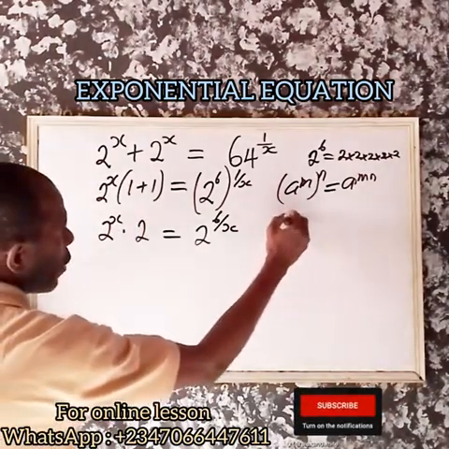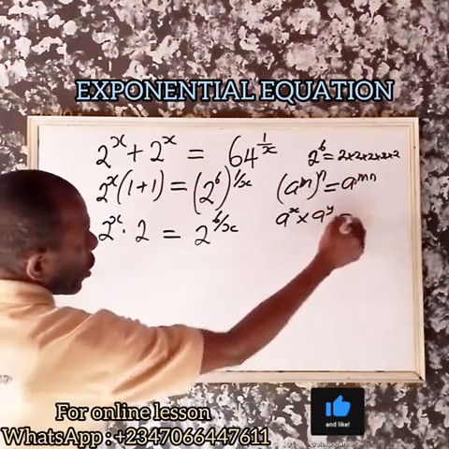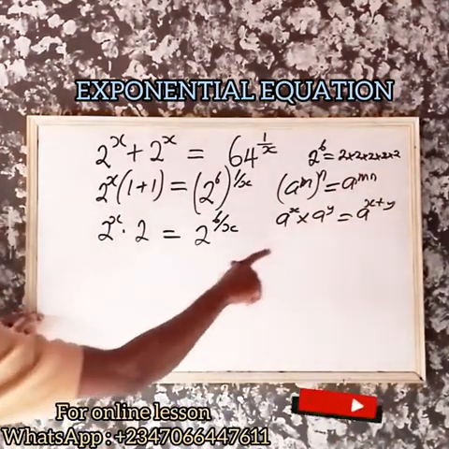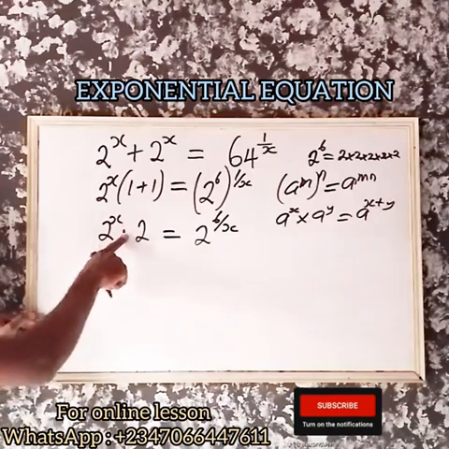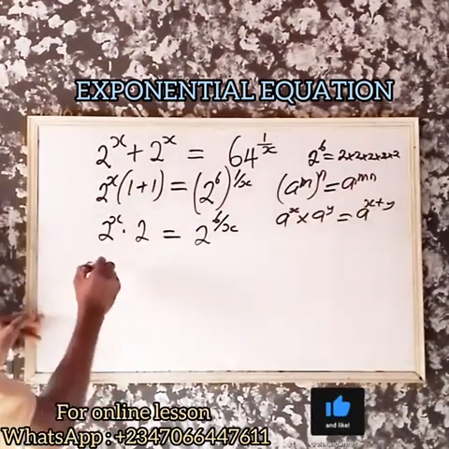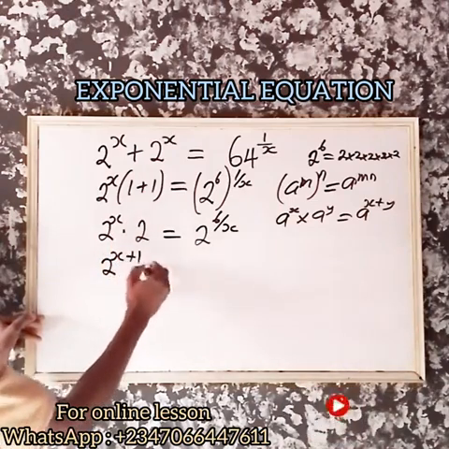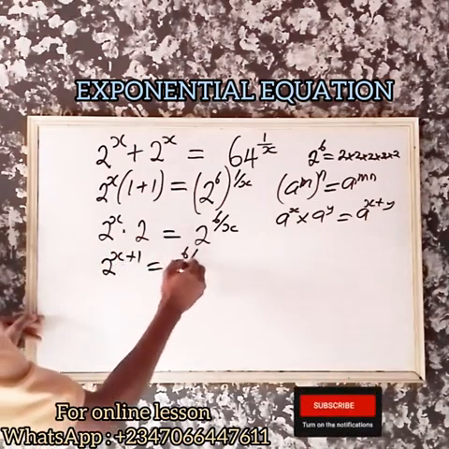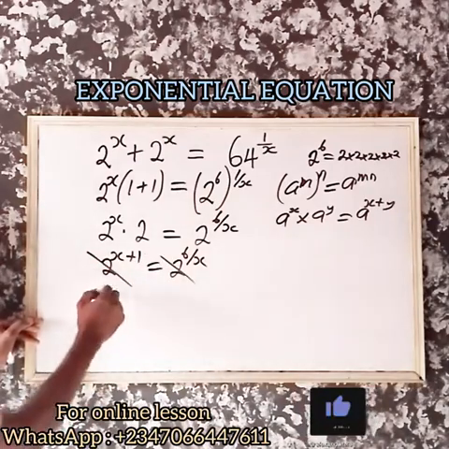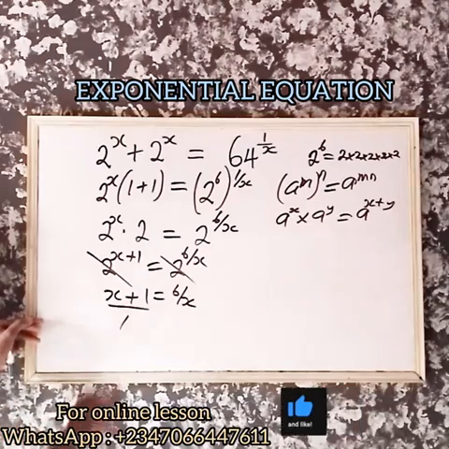Now you can recall when we have a raised to the power x times a raised to the power y, we take the common base and say a raised to the power x plus y. This is another law. So here, this is a product, so we are going to express it in this form. Which will now give me 2 raised to the power x plus 1, because the power here is 1, then equal to 2 raised to the power 6 over x. So base and base can go, so that we now have x plus 1 equal to 6 over x. Make this one become over 1.